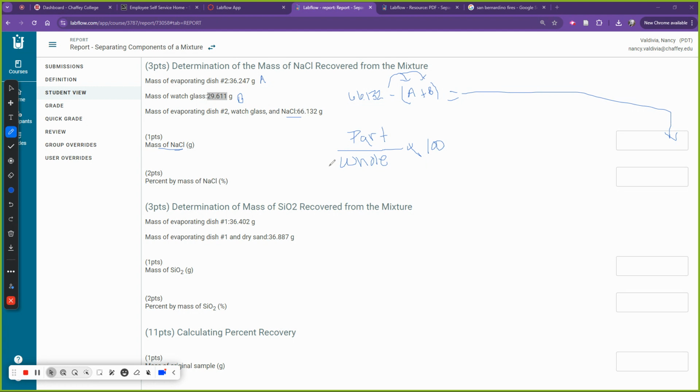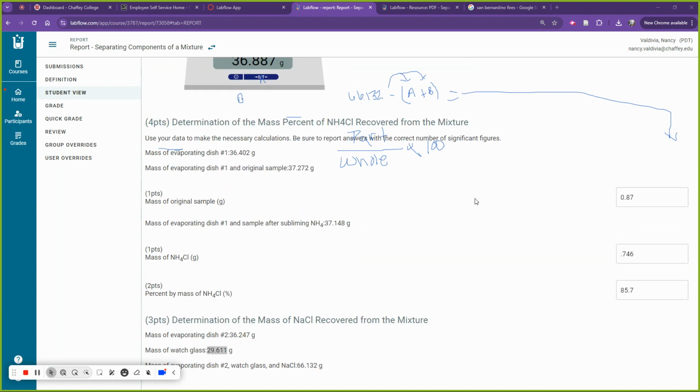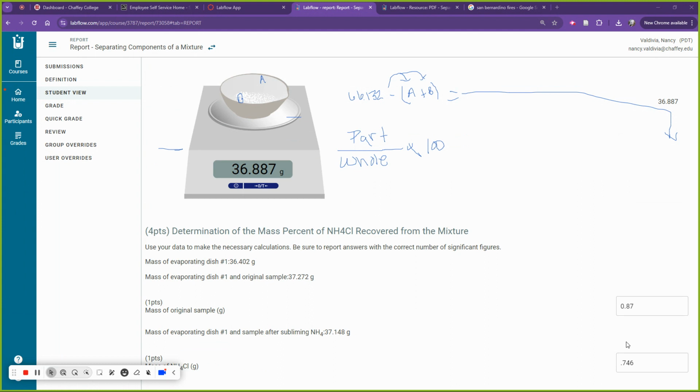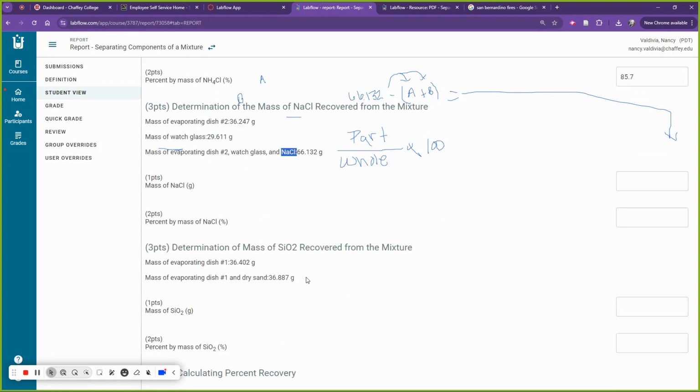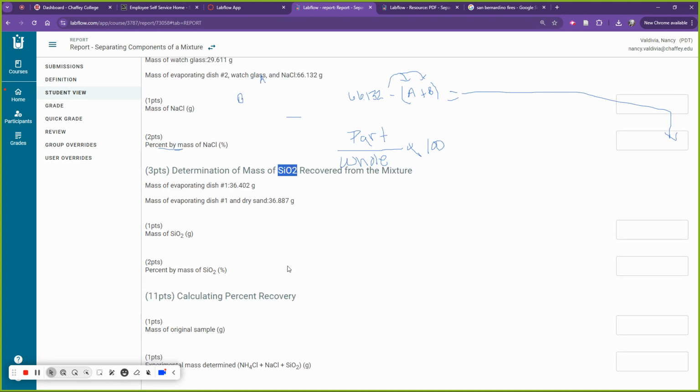So if we need to find out what is the whole, right, we go back to the original sample and we try to find that number. It won't let me move because I'm annotating. All right. So you go back to the original sample, which was your 0.87. That's your whole, because that's the original sample, and your original sample is a mixture. It has tons of things inside of it. It has NH4Cl, it has NaCl, and it has zinc oxide. So you want to know how much of each of these is inside your whole.